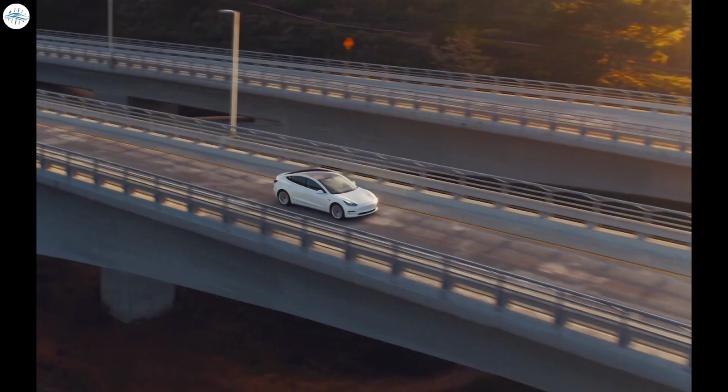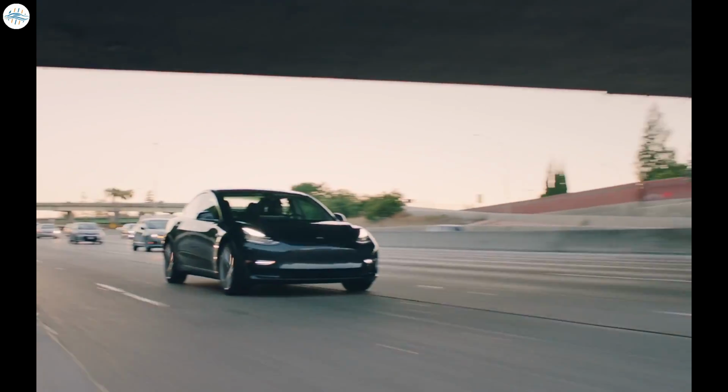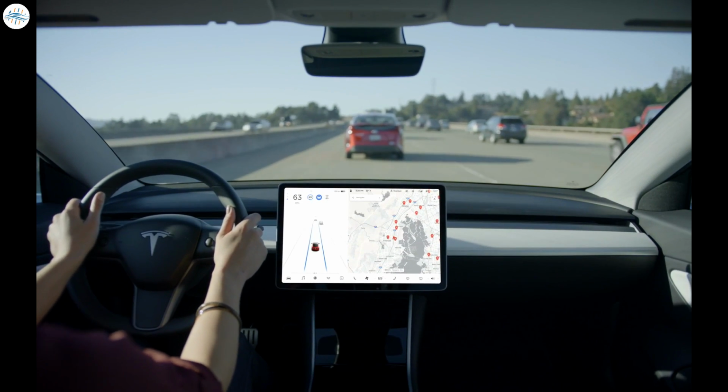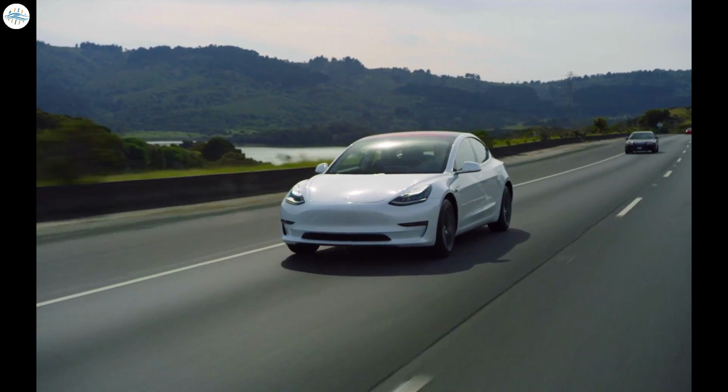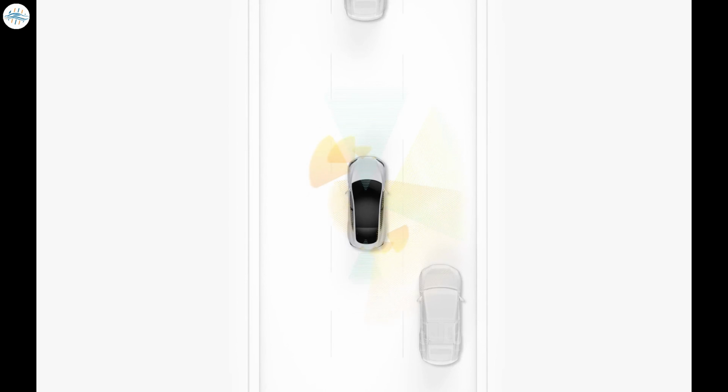This really leads us into the second reason why Tesla is ditching radar, less about how Tesla is ditching radar. This is all about the problem of sensor fusion. To express this point, Andrej referenced a recent Elon Musk tweet that said, "When radar and vision disagree, which one do you believe? Vision has much more precision, so better to double down on vision than to do sensor fusion." When you think about it, this seems to make complete sense.